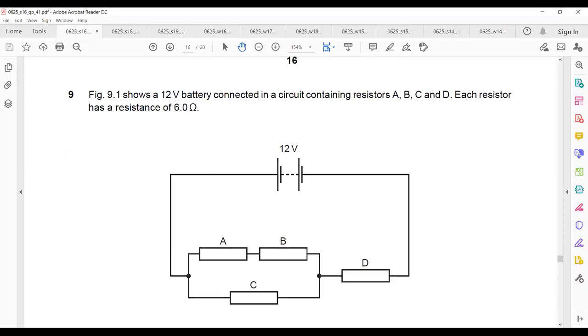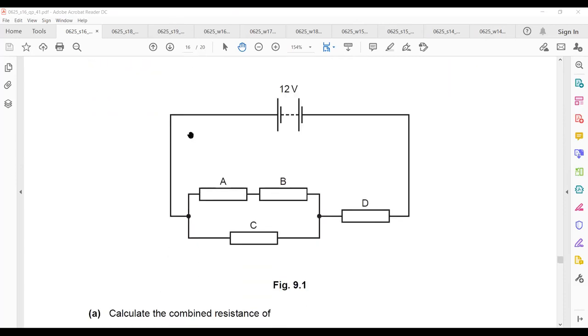Okay, we will solve questions just to improve your understanding of the circuit. Figure 9.1 shows a 12 volt battery, which is connected in a circuit containing resistors A, B, C, and D. Each resistor has a resistance of 6 ohm. So all are identical resistors and all have a resistance of 6 ohm. Means this one is 6, this one is also 6, and this is also 6 ohm.